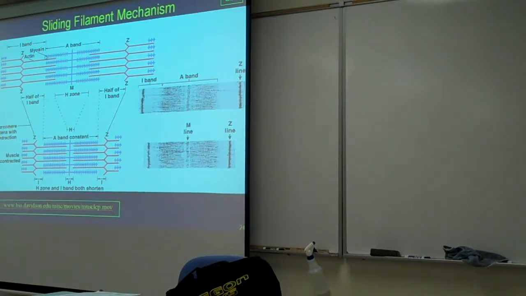As the sarcomere shortens, what happens to the A band? It moves, but it doesn't. It moves position, but it stays the same length. No change in the width.